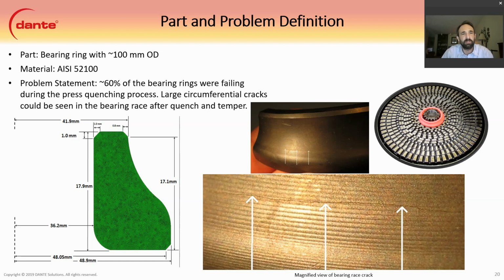So the figure on the far left shows the geometry and the mesh that was used. This was an axisymmetric 2D problem. The two figures in the middle show the crack on one of the bearing rings, and you can see a substantial circumferential crack running around this part. Which tells us that the axial stress is what was causing the cracks to form in the first place. The figure on the top right shows a hot bearing ring set on the bottom die of the press quench.